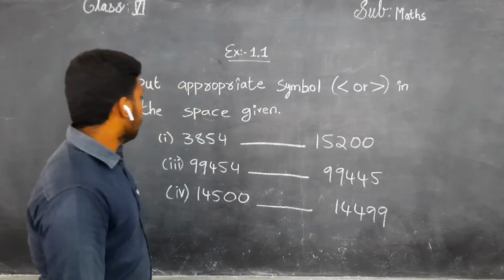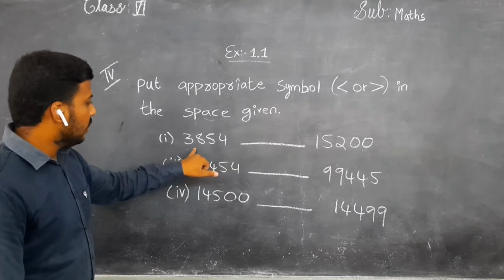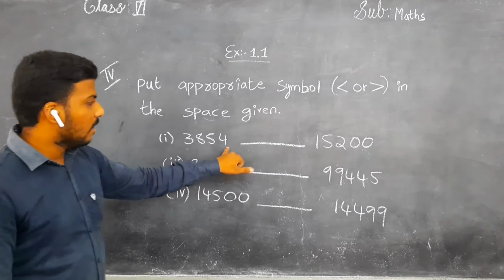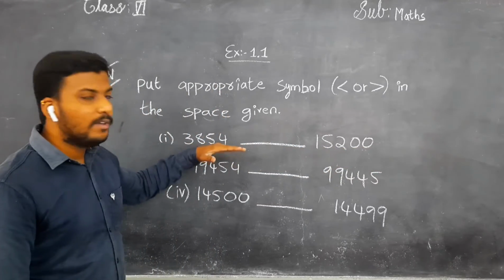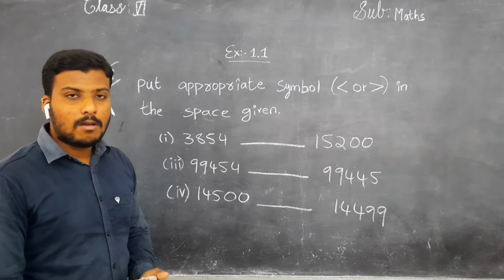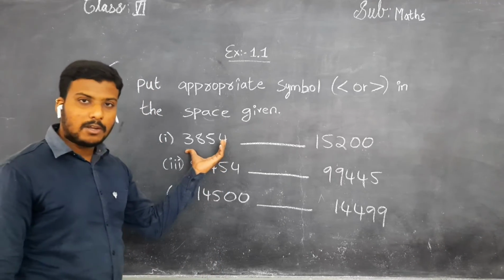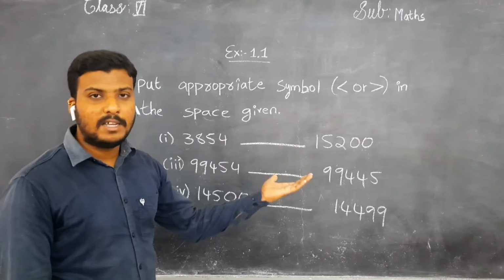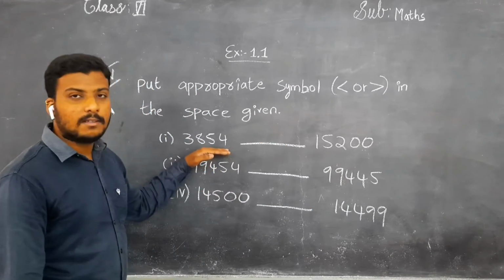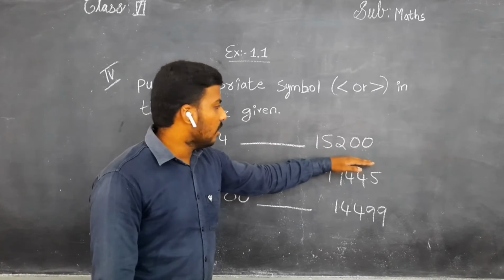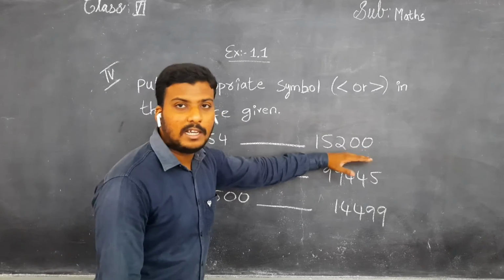Okay, understand, children? Right now we have the 3 numbers. First one we see is 3854, and here we have 15200. By looking at these 2 numbers, we can say which is biggest. In another procedure, we can say by counting the digits. By counting the digits also we can say which is biggest and which is smallest. Here the number contains 4 digits, but coming to here, the number contains 5 digits. So absolutely this is the biggest number.